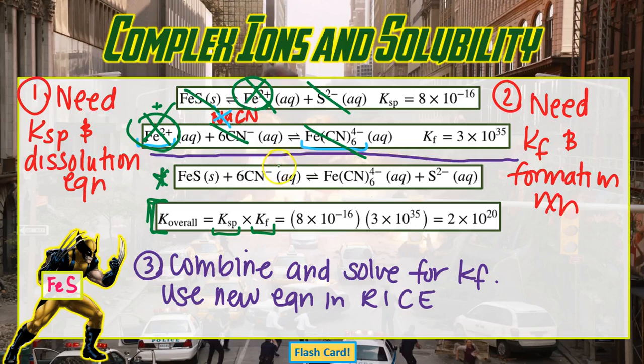How much has it increased? A 2 times 10 to the 20 increase. So that is a lot from our Ksp value that we started with. That goes to show you that the presence of a ligand has a huge influence, right?